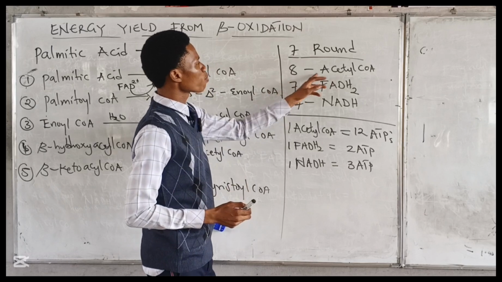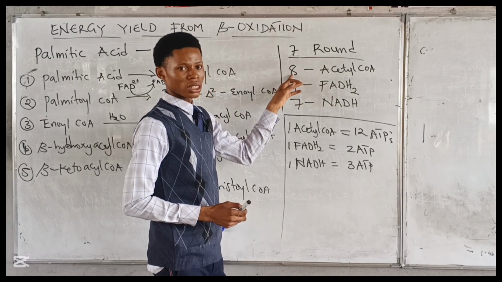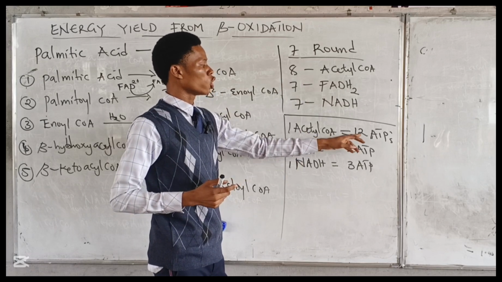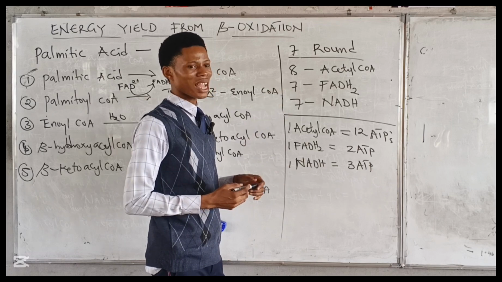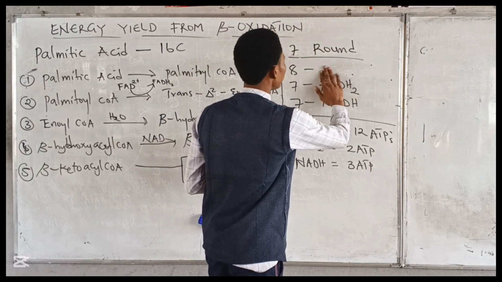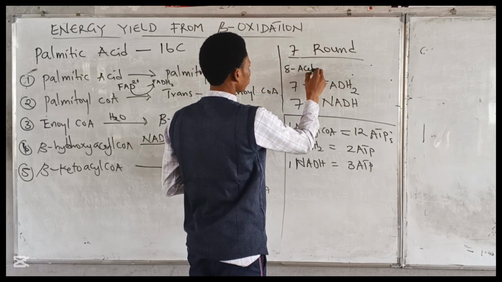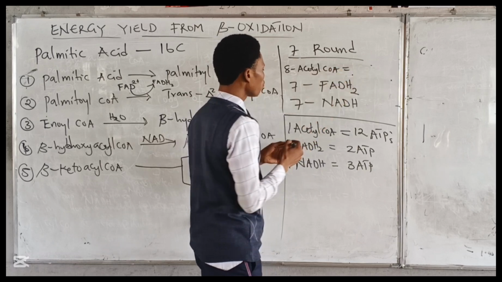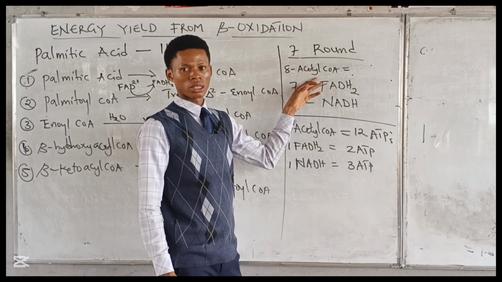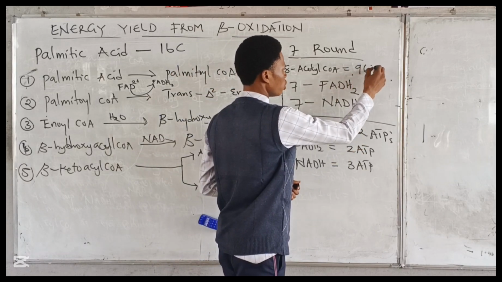Now let's look at this. How many acetyl-CoA did we produce? 8, right? Now if we produce 8 acetyl-CoA and 1 acetyl-CoA is giving us 12 ATPs, 8 acetyl-CoA will give us how many ATPs? If 1 acetyl-CoA is giving us 12 ATPs, 8 acetyl-CoA will give us how many? 8 times 12, right? Which will give us what? 96 ATPs.